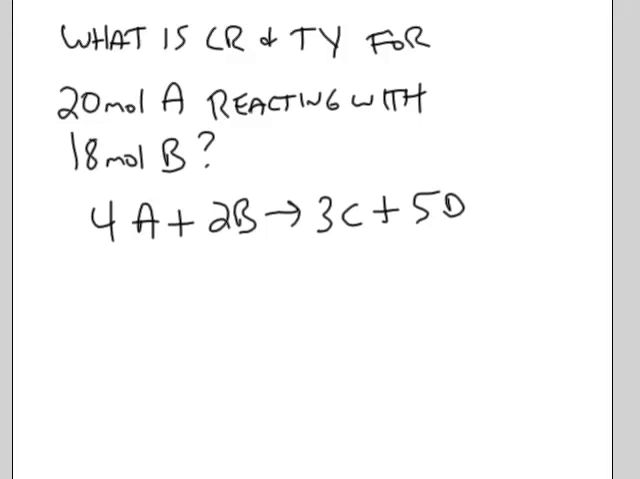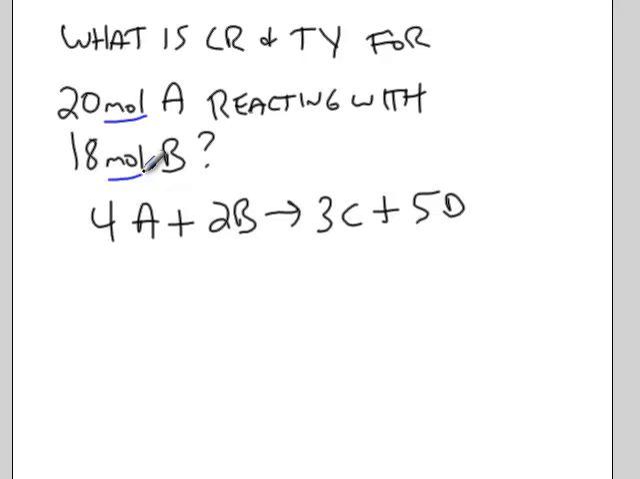Not every stoichiometry problem will look exactly the same. So here's an example where we're asked to find the limiting reactant and the theoretical yield when 20 moles of chemical A reacts with 18 moles of chemical B. So the first thing to notice is we already have the reactants A and B in the units of moles.